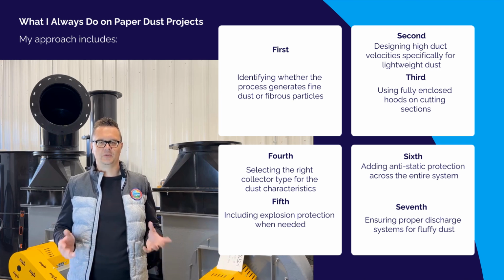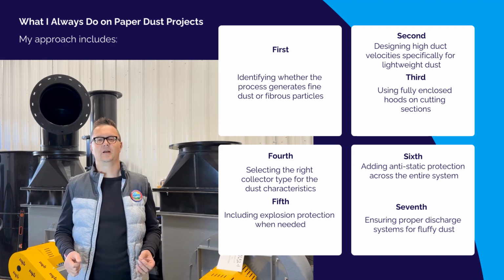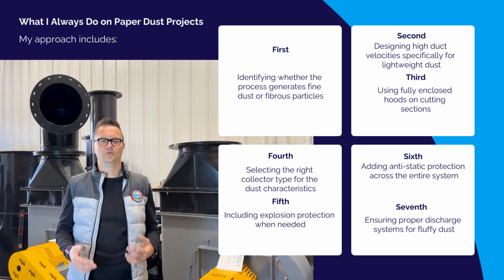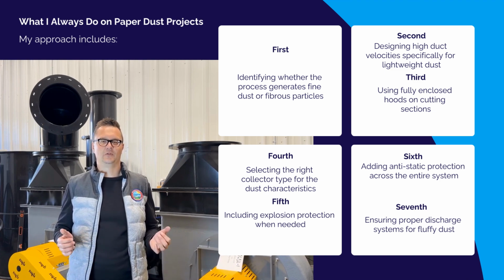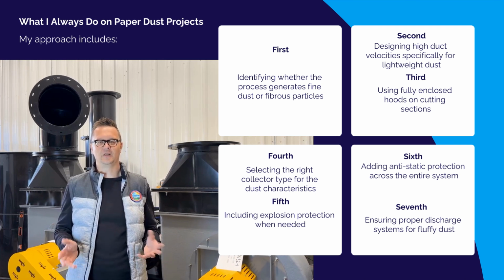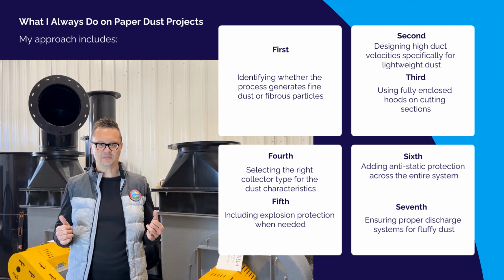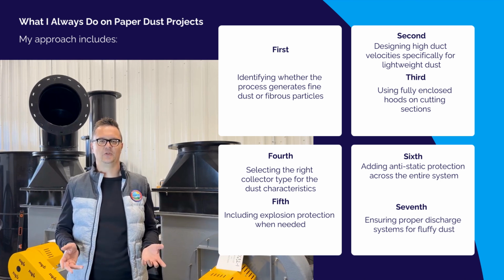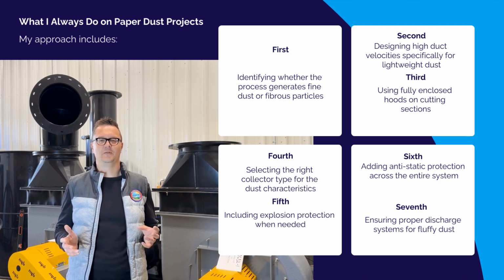What I always do on paper dust projects. My approach includes, first, identifying whether the process generates fine dust or fibrous particles. Second, designing high duct velocities specifically for lightweight dust. Third, using fully enclosed hoods on cutting sections. Fourth, selecting the right collector type for the dust characteristics. Fifth, including explosion protection when needed. Sixth, adding anti-static protection across the entire system. Seventh, ensuring proper discharge systems for fluffy dust. These steps guarantee stable operation and long equipment life.